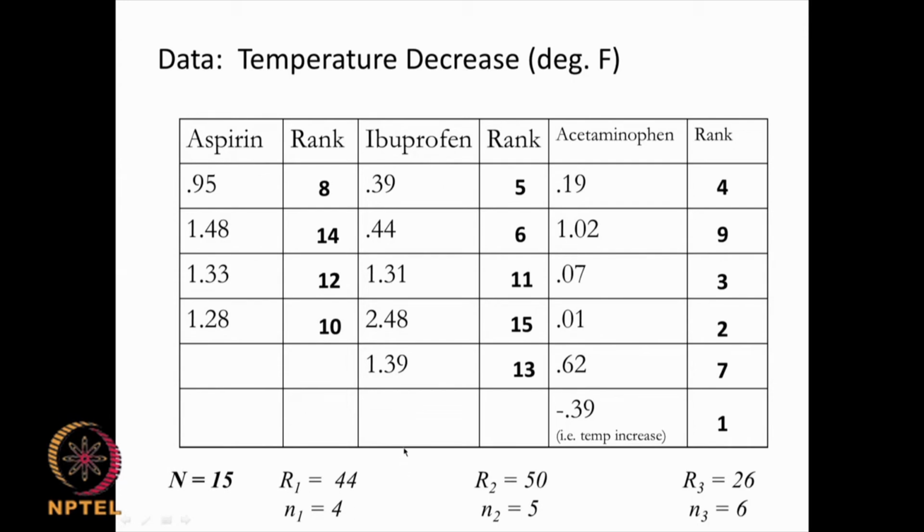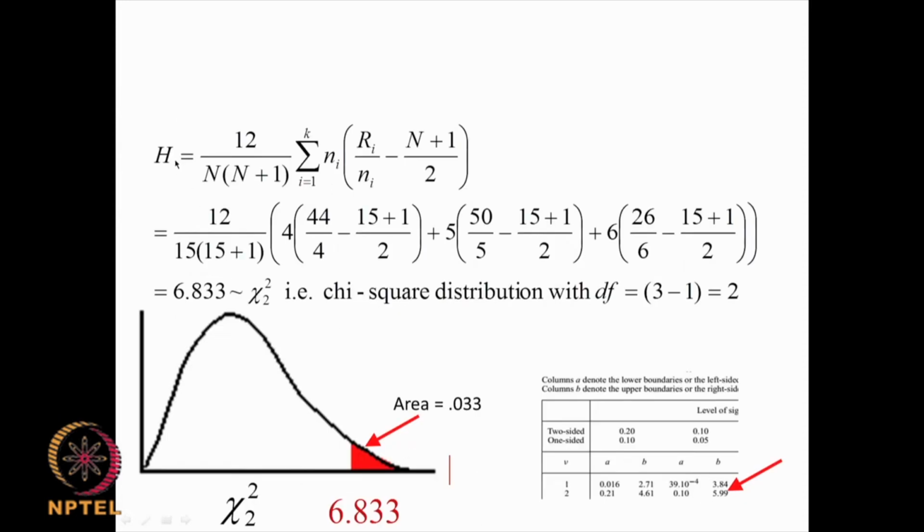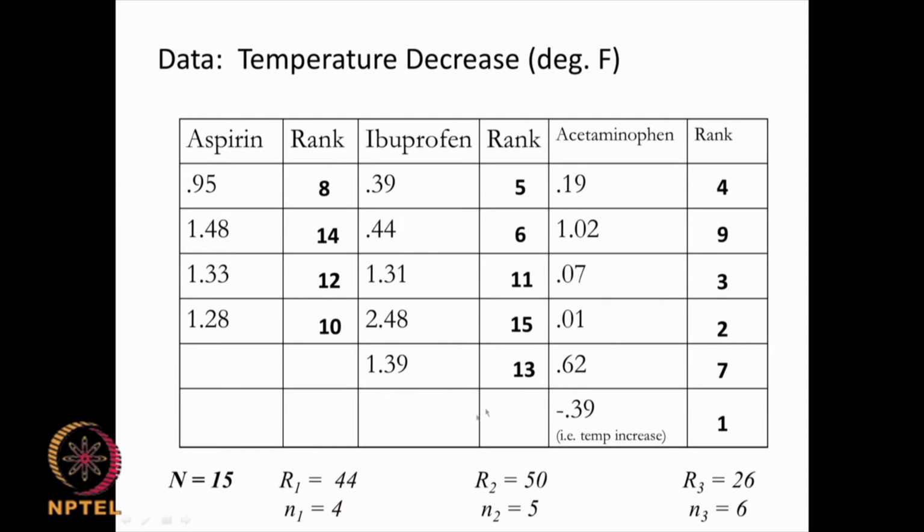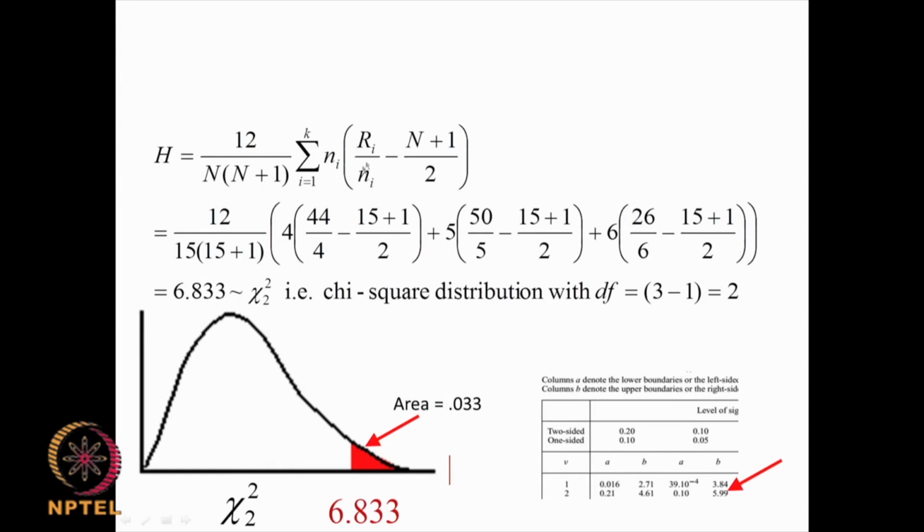Now, we go to the test statistic. H is equal to, you remember this test statistic which I introduced. So, 12 divided by 15 plus 16, 3 terms are coming, 4, 5, 6 because we have 3 sets of data, 4, 5, 6 here. And then 44 is the sum for data set 1, 50 the sum for data set 2, 26 is the sum of data set 3. So, 4, 5, 6 are the terms that come in the denominator. So, we do this addition, we end up with 6.833.